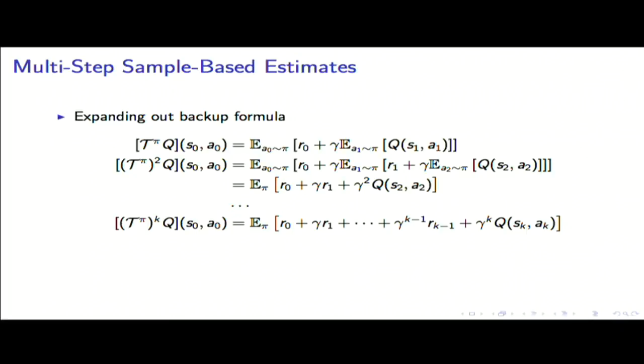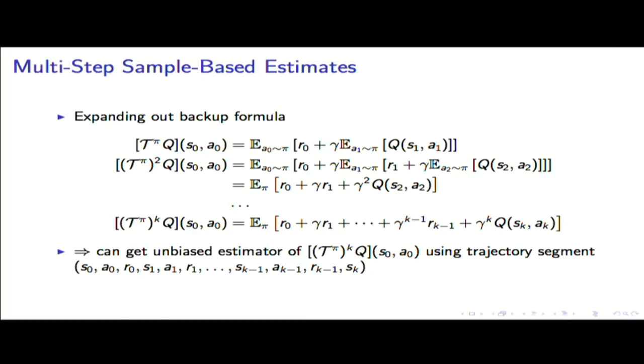So this means we can also write down an unbiased estimator for this k times applied backup operator. So if we have a trajectory segment, S0, A0, R0, and so on up until Sk, then we can construct this expression on the right-hand side, and that gives us an unbiased estimator of the k times applied Bellman operator.